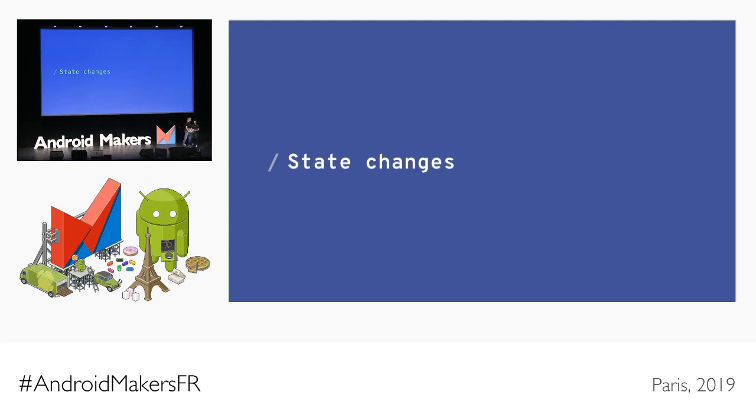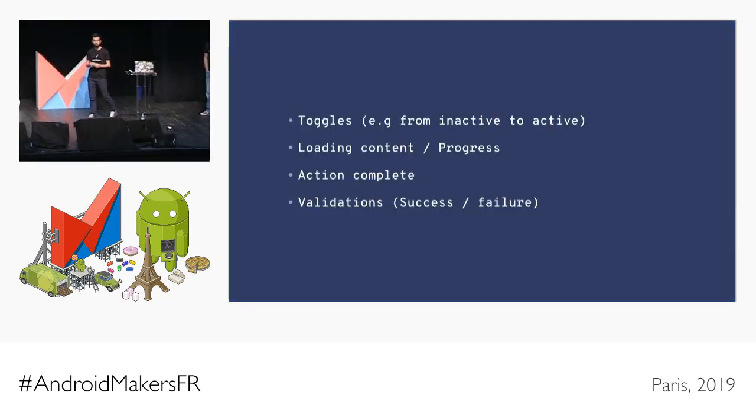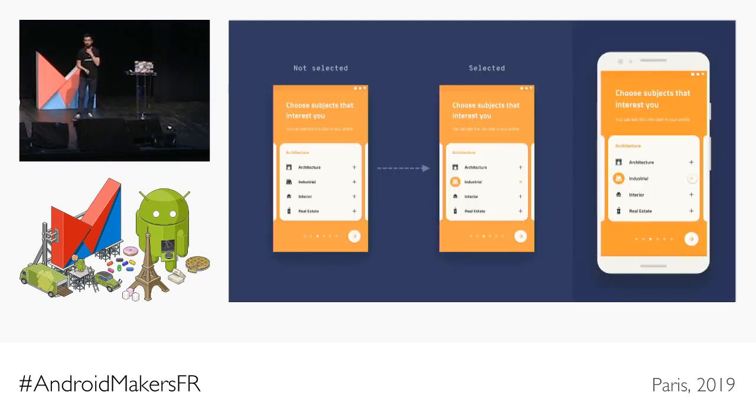So the first example we want to talk about is state changes. State changes could be several use cases. It could be toggles, for example, changing to a selected state. It could be a loading state, a sort of persistent state, a progress. Or it could be an action that has been completed by the user, and then there could be success or failure and so on.